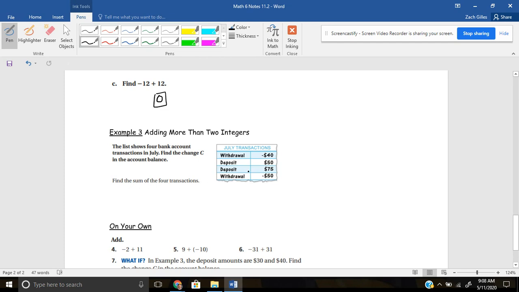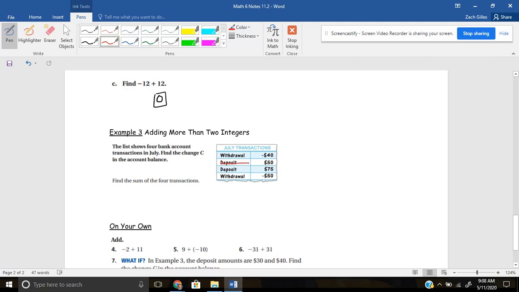All right, so if I'm looking at this, I've got a withdrawal, which means I take money out, and a deposit, which means I put money in. Then I put $75 in the bank again, and then I took out $50. There are a couple different ways to do this, but before I just start adding one by one, I'm going to look at my numbers. If you look closely, you see that we have an example of the additive inverse. We have a deposit of $50 and a withdrawal of $50.